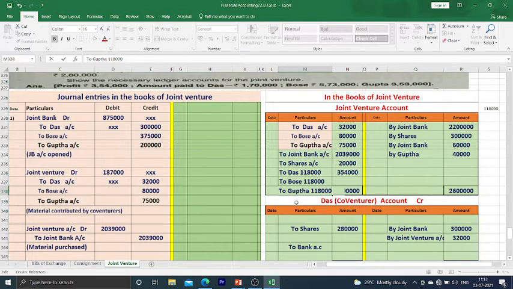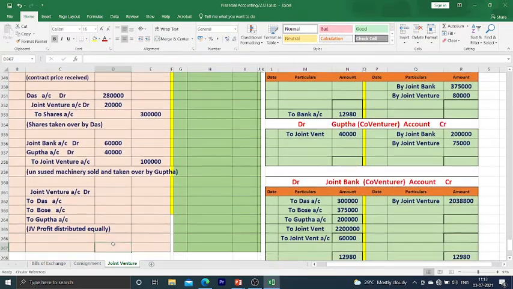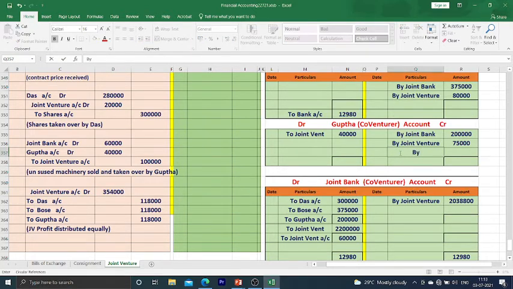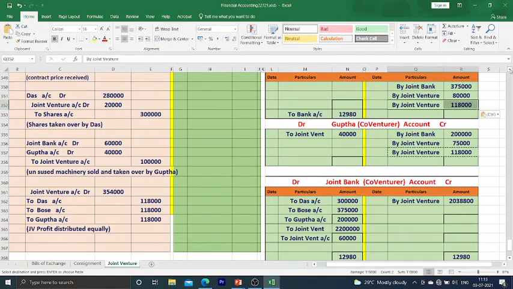We have already prepared the entry. We will update that entry with this profit, 1,18,000 each, 3,54,000 in total. We update in their accounts by joint venture, 1,18,000, by joint venture, 1,18,000, by joint venture, 1,18,000.